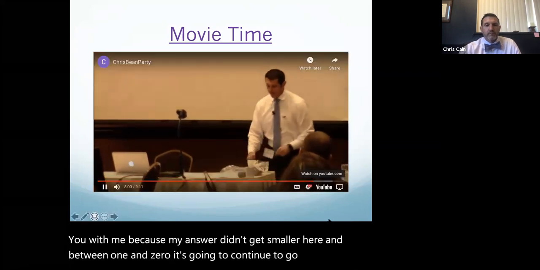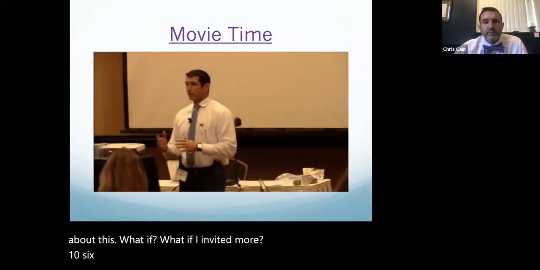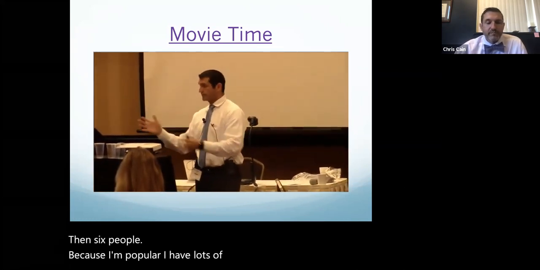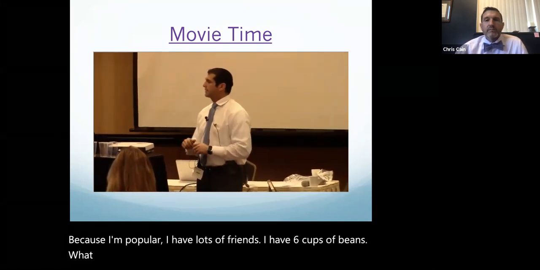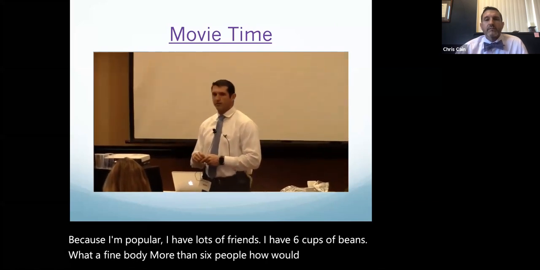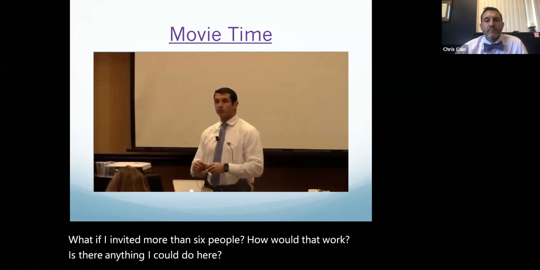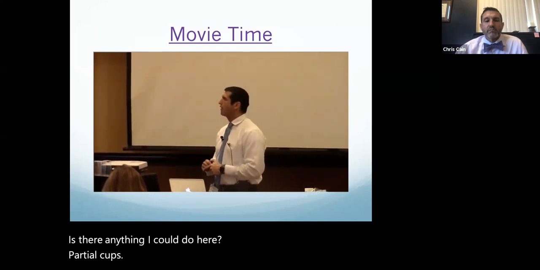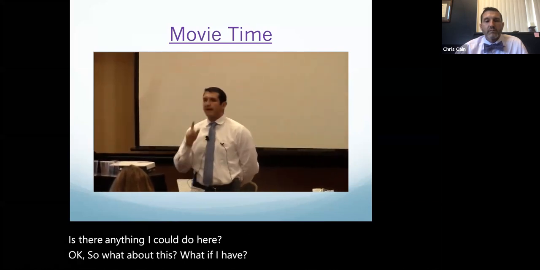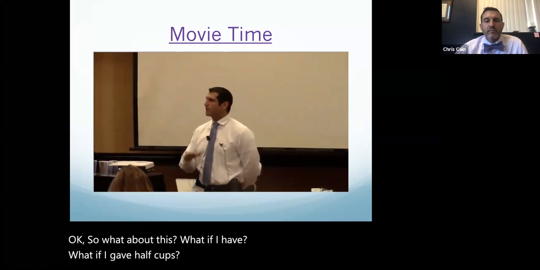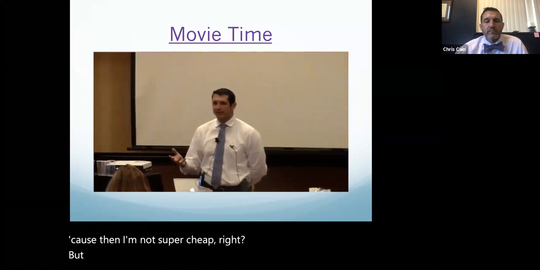So think about this. What if I invited more than 6 people? Because I'm popular, I have lots of friends. I have 6 cups of beans. What if I invited more than 6 people? How would that work? Is there anything I could do here? Partial cups. Okay. So what about this? What if I gave half cups? Because then I'm not super cheap, right? But people are still getting to eat a little bit.